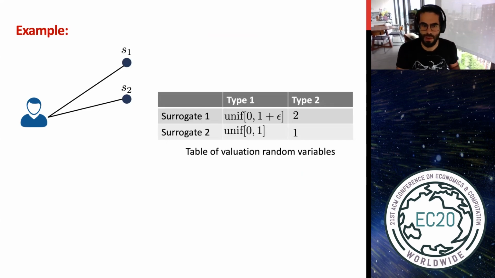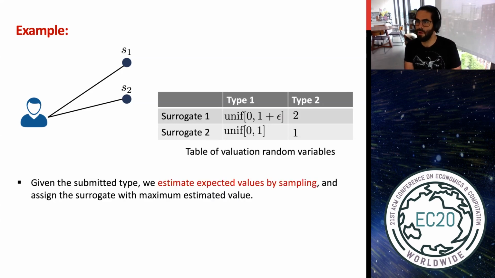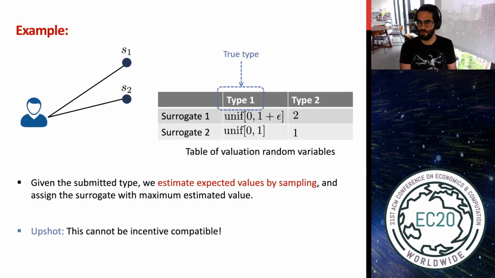Let's actually understand this through a very simple example. Let's say I have two surrogates. The agent can have two possible types, type 1 and type 2. Under type 2, the agent always prefers surrogate 1 over surrogate 2. Under type 1, there is randomness in the value, so in expectation, it prefers surrogate 1 over surrogate 2. But if you design a surrogate mechanism by sampling, then there is always a small possibility, maybe an epsilon probability, that you don't detect that surrogate 1 is more preferable than surrogate 2. And therefore, if the agent has true type 1, it has an incentive to deviate to type 2.